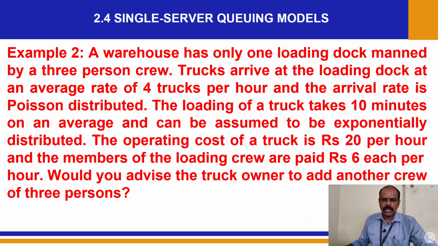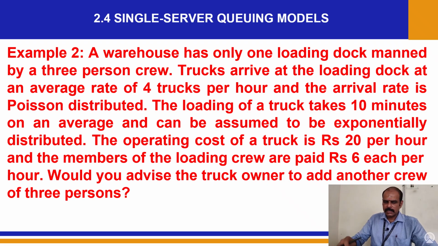A warehouse has only one loading dock manned by a 3-person crew. Trucks arrive at the loading dock at an average rate of 4 trucks per hour, and the arrival rate is Poisson distributed. The loading of a truck takes 10 minutes on an average and can be assumed to be exponentially distributed. The operating cost of a truck is 20 per hour, and the members of the loading crew are paid 6 each per hour. What would you advise the truck owner: to add another crew of 3 persons?